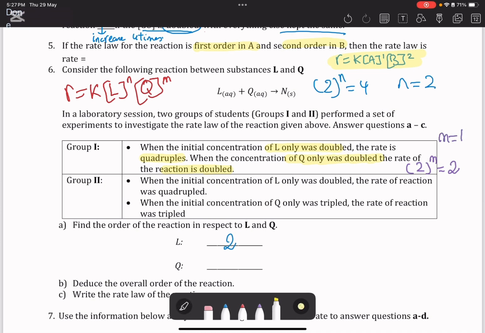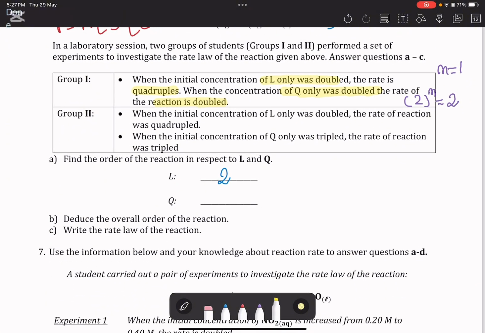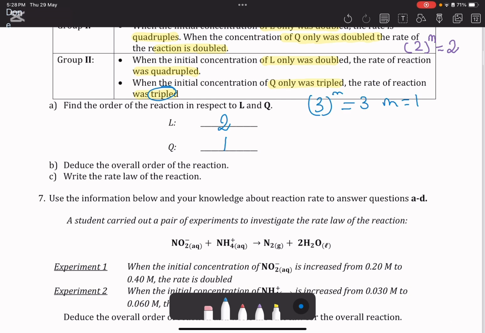Again, another group. When the initial concentration of L was doubled, the rate quadrupled, which means again that L is second order. When the initial concentration of Q was tripled, the rate was tripled. So whenever you do a change, you put that change raised to the power of the order. And here they said the rate tripled, so I'll write 3. So M is equal to 1. Now deduce the overall order. You add the orders of L and Q, so that is third order.